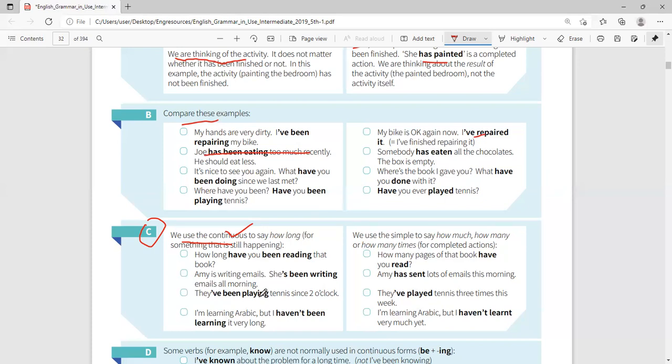I'm learning Arabic, but I haven't been learning it very long. Yes, I have not been learning very long. So it means you started.